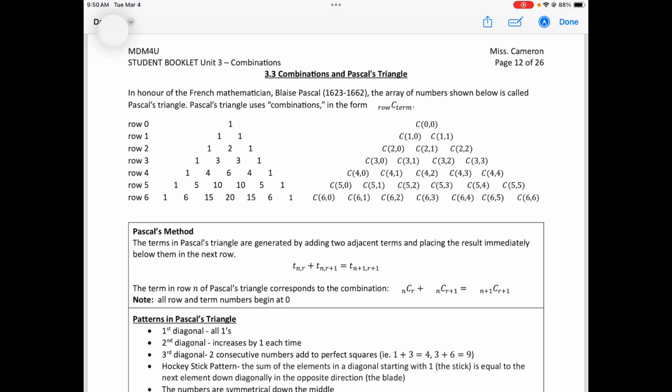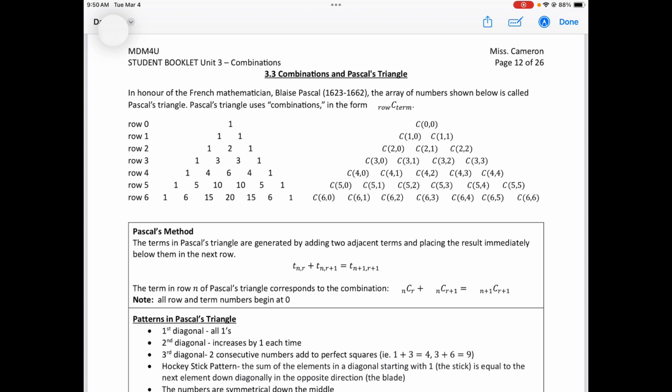3.3 Combinations in Pascal's triangle. In honor of the French mathematician Blaise Pascal, the array of numbers shown below is called Pascal's triangle. Pascal's triangle uses combinations in the form row, and then the choose function, and then term. So let's take a look at actual Pascal's triangle.